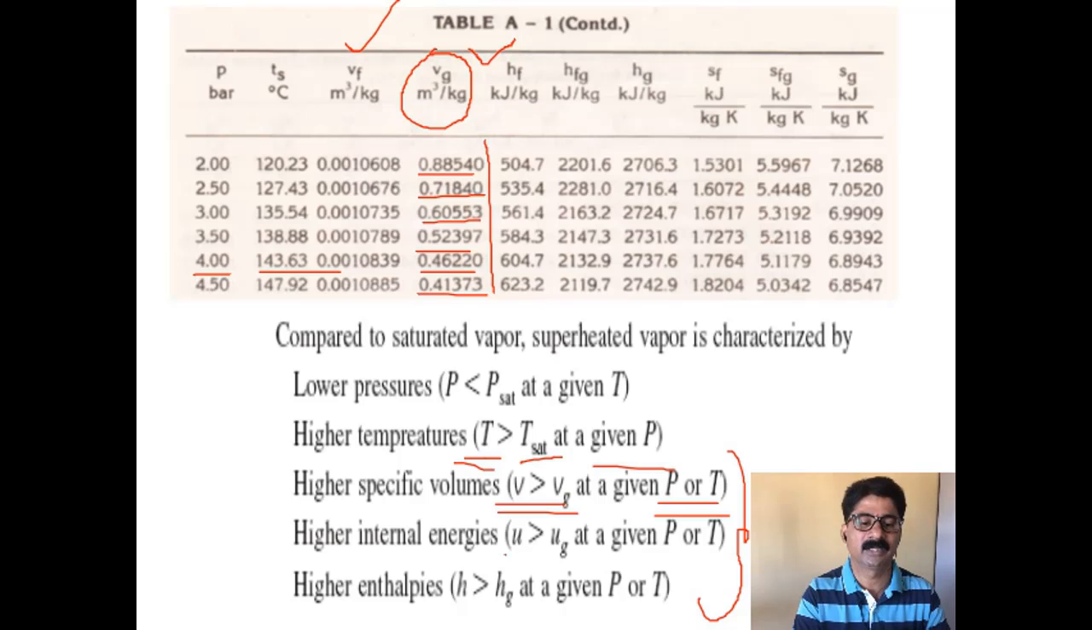Similarly, the internal energy also should be more than the Ug value. Enthalpy also should be more than the enthalpy at the saturation point. Then we call it superheated vapor. So just try to go through the tables, try to understand this point.